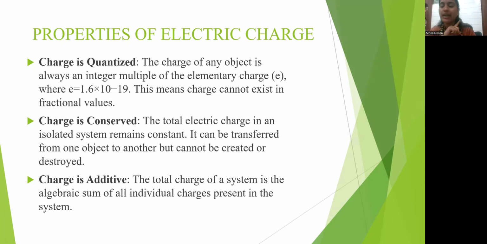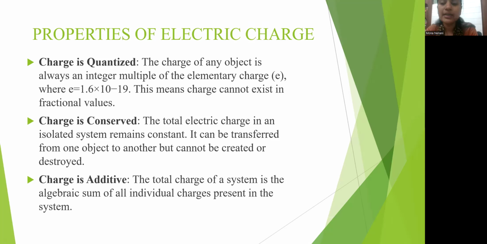So charges never exist in fractional values, as n represents an integer. It may be positive, it may be negative. So the lowest possible charge is minus e or plus e. After that, twice e or minus twice e. It is not possible for charges to be 2.5 e or 1.7 e. So charges never exist in fractional values.